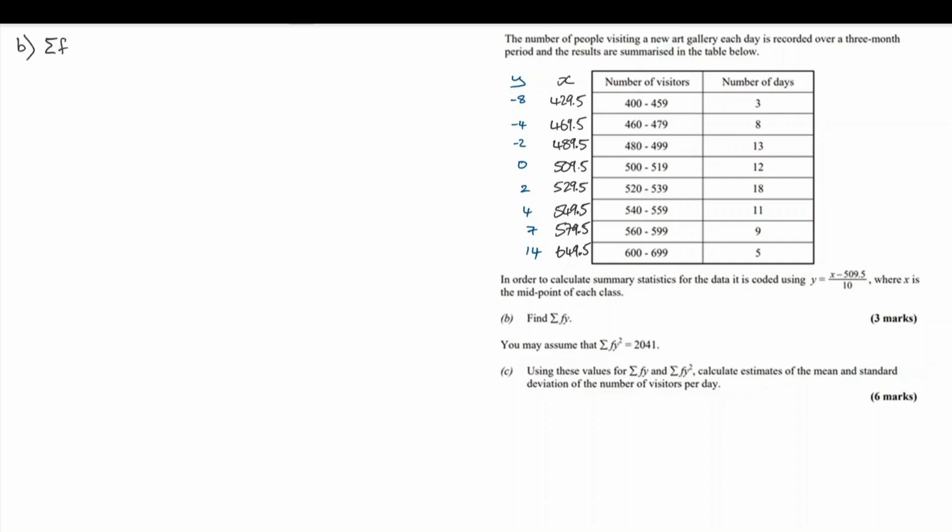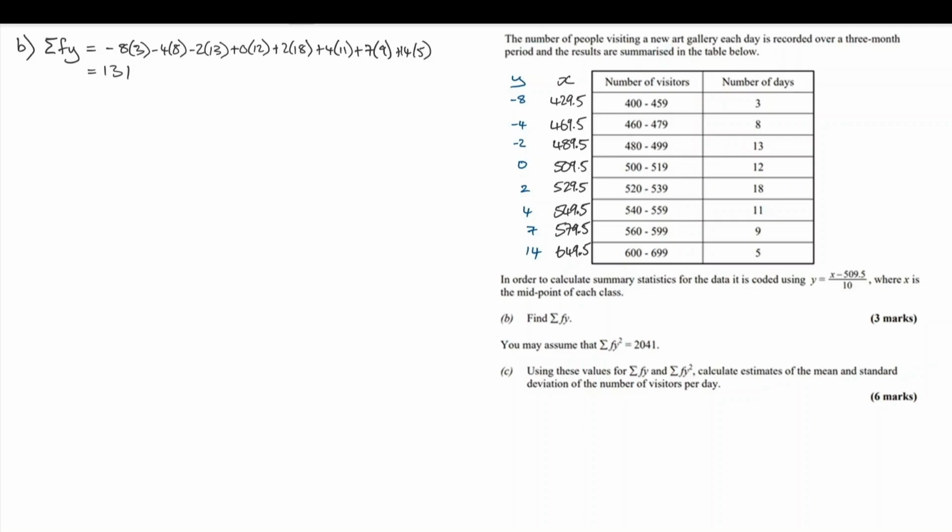We can now find the sum of fy, which will be each y value multiplied by its corresponding frequency. -8 times 3, -4 times 8, -2 times 13, all the way through. And we get a value of 131. So the sum of fy is 131.